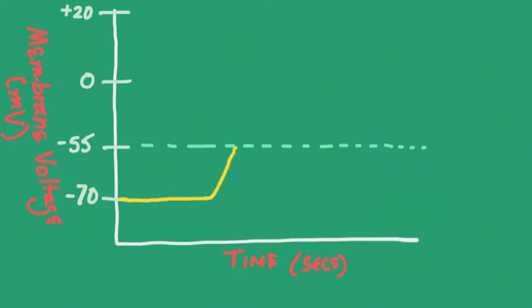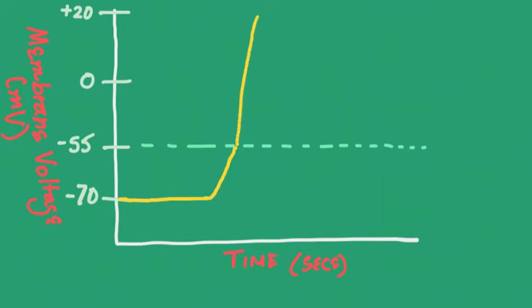When an impulse arrives, ligand-gated sodium channels open, sodium rushes in and causes a depolarization. We call this stage the local potential. The range of the local potential is from -70 millivolts to -55 millivolts.